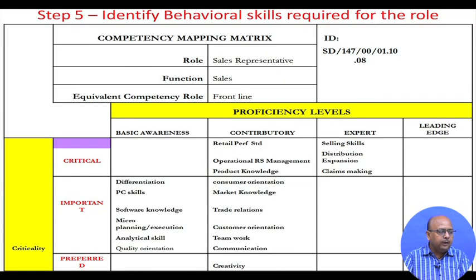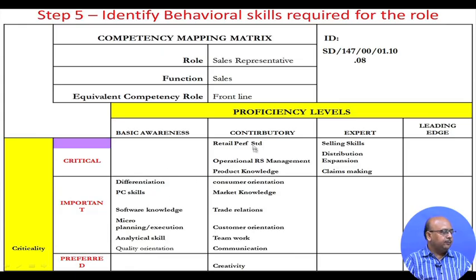The role is sales representative. He is in the sales function, he is a frontline manager. So, this is the idea of the job, we do not need to look into it. This is a hypothetical example. Now, if you look at this proficiency level, critical, important and preferred. At the basic awareness level, what are the activities required by him? He should be able to differentiate, he should have PCA skills, software knowledge, planning and execution, analytical skills, quality orientation. These are the basic awareness.